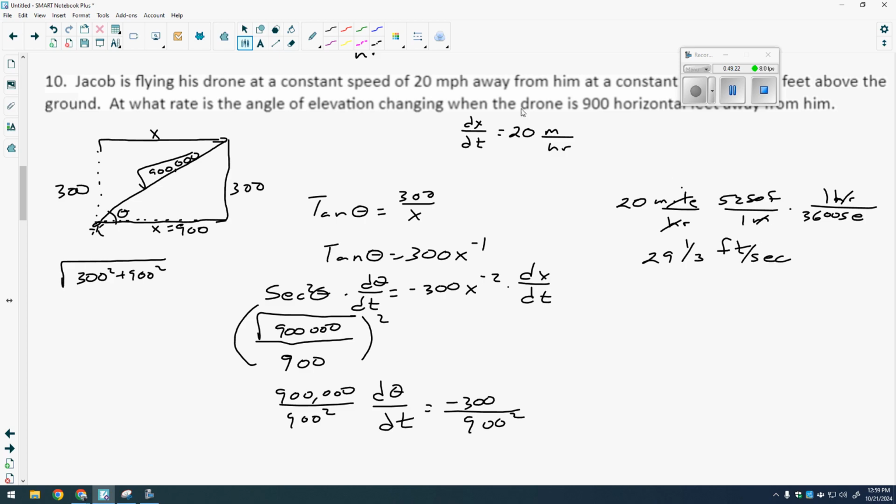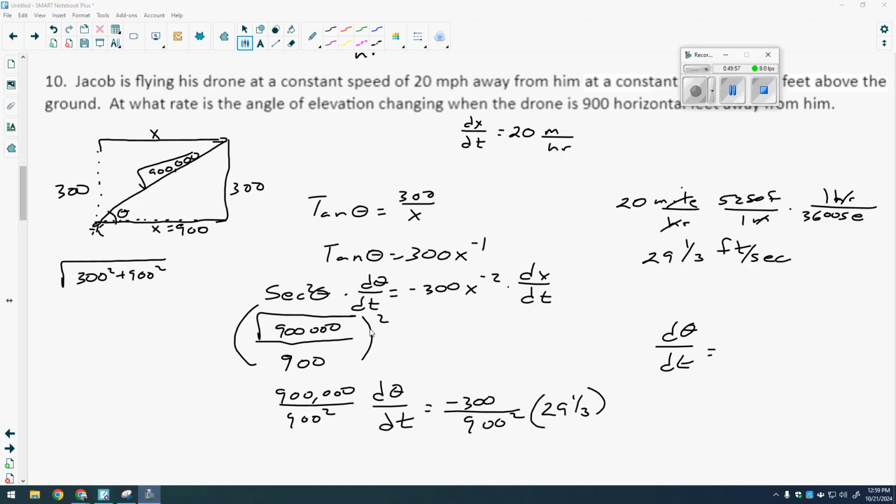Why did I need to do that? Because these are all in feet. This is in miles per hour, so I have to convert that. So it's going to be 29 1/3. If you're looking at my answer key, it's wrong because I forgot to change that. All right, do some number crunching, multiply all that together, divide it by that mess. d theta dt equals, I'm just going to get a decimal here, and I'm going to divide them. Take this number and divide it by this number.